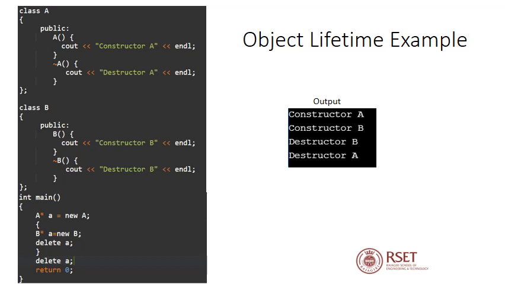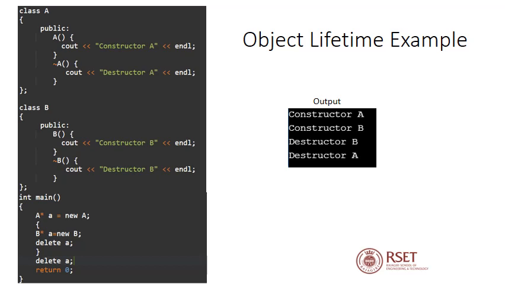Within the main function, initially we have the instantiation of class A. So A star small a equal to new A. What happens is the object of class capital A will be created, and immediately the constructor will be called, and we get the first statement of the output, constructor A. It is shown on the right hand side of the slide.